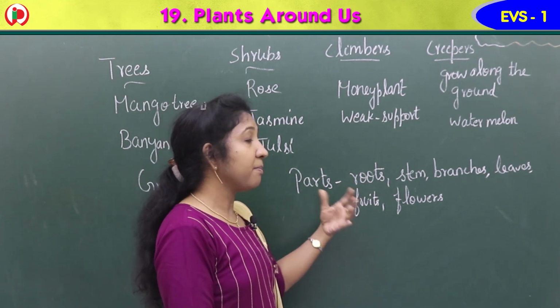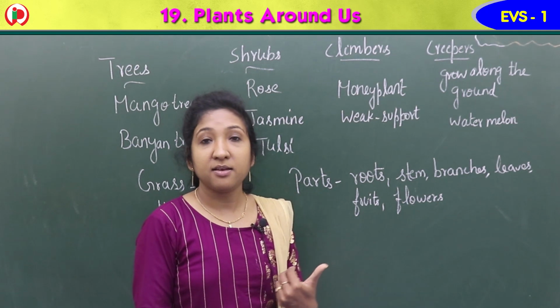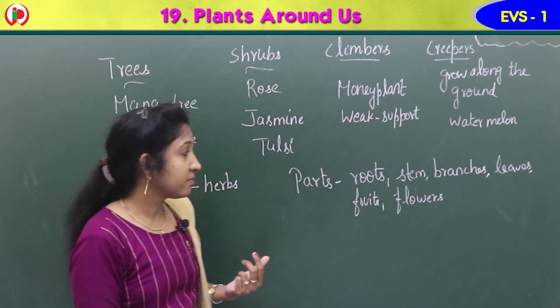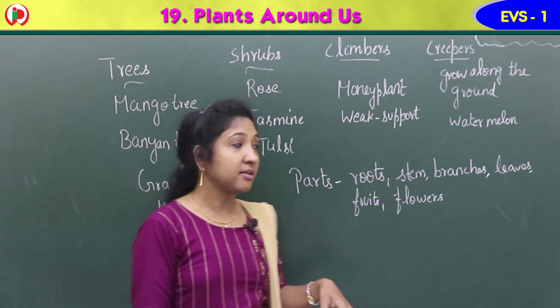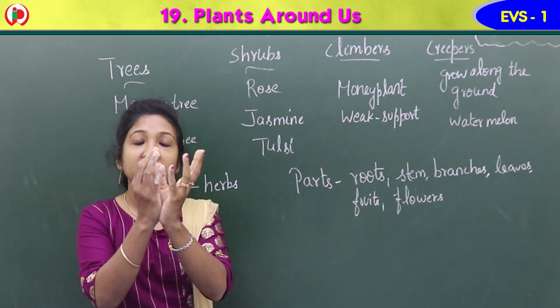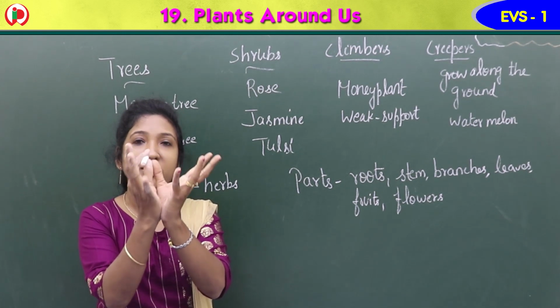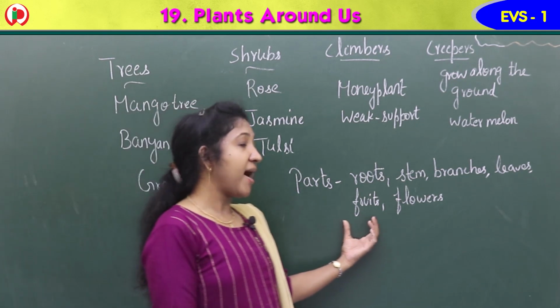Roots, stem, branches, leaves, fruits, flowers. These are the parts of a plant. From bud, actually, the bud blooms into flowers. So these are the parts of a plant.